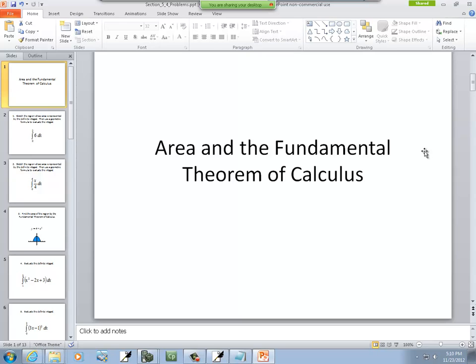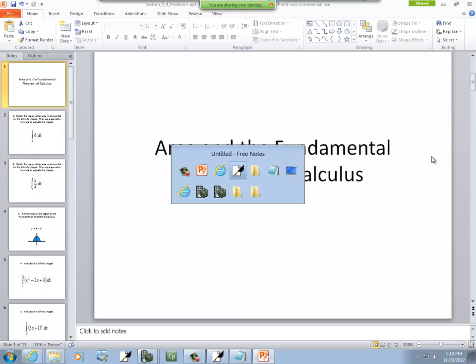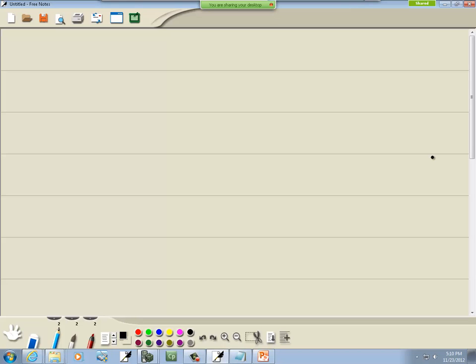Let's take a look at area and the fundamental theorem of calculus. First, let me write down the fundamental theorem, at least the important part. Fundamental theorem of calculus.